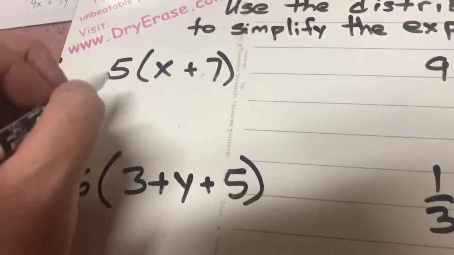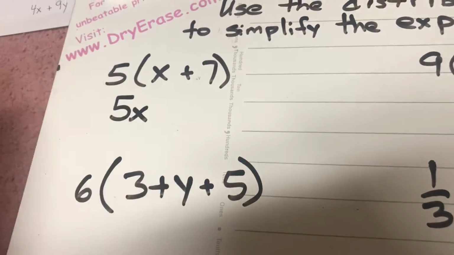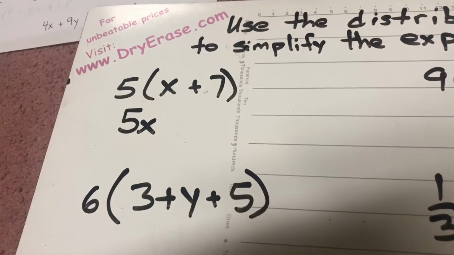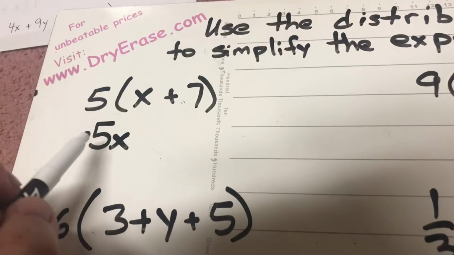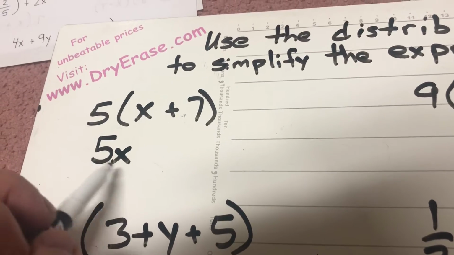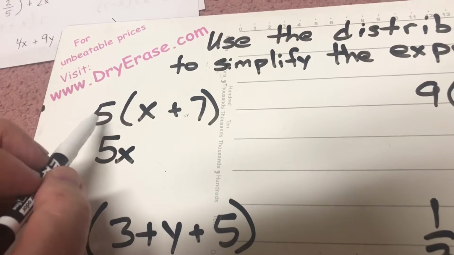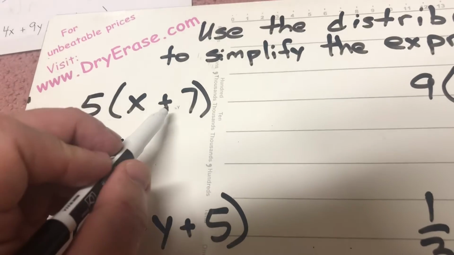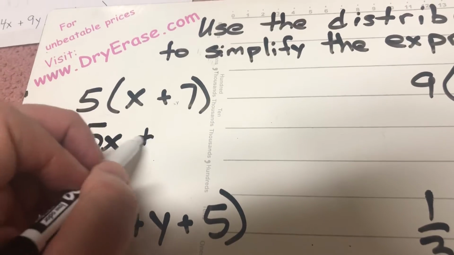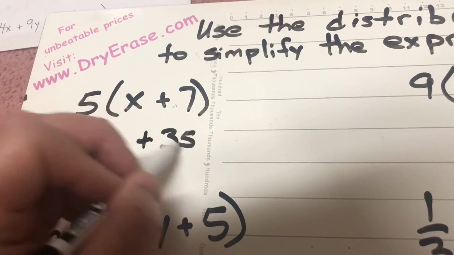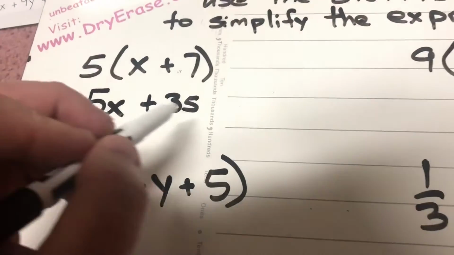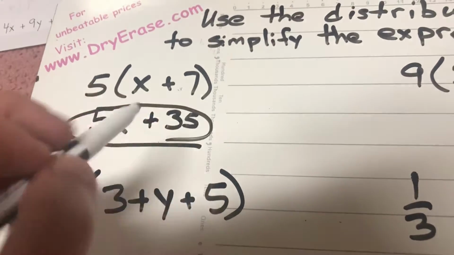Well, 5 times x is just 5x because I don't know what x is, so I can't get a number. So I just write that in the simplest way possible. And then I do 5 times 7, or a plus 7. 5 times 7 is 35. So I get 5x plus 35. Pretty basic.